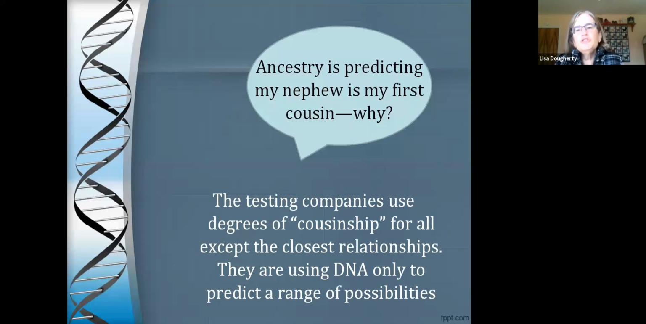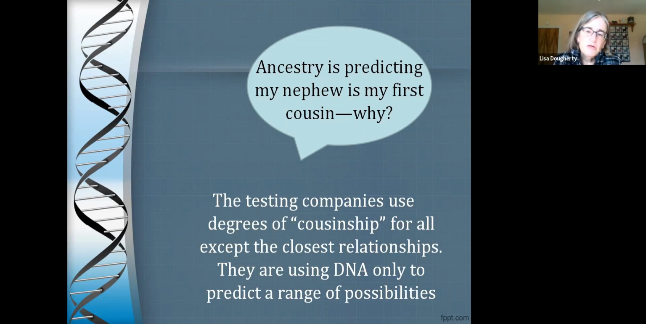The testing companies use degrees of cousinship for all except the closest relationships. They're only using DNA to predict a range of possibilities. So the testing companies have no way of knowing that Charlie is my nephew. They can only base their prediction on the amount of DNA that I share with Charlie. So they're saying close family, which could be a nephew, to first cousin. That's what their prediction is.